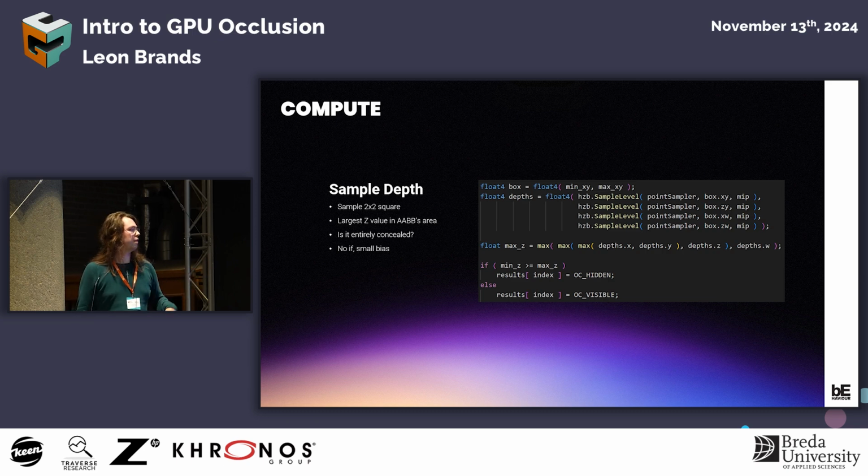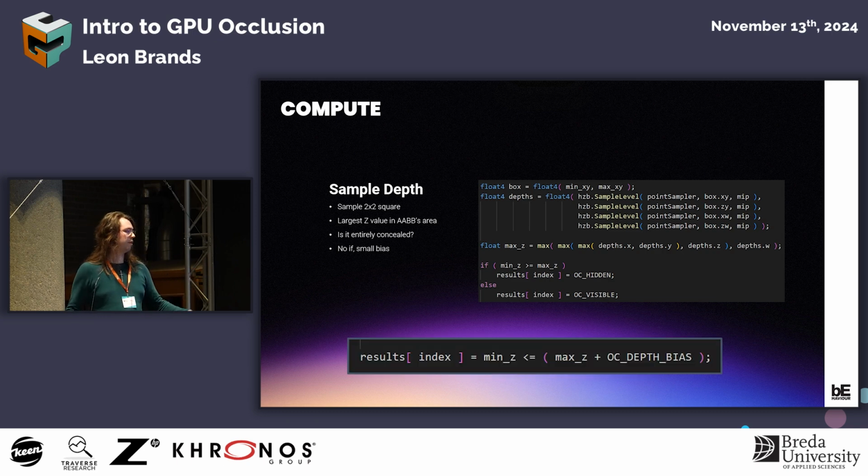Of course, we don't like if statements in shaders, so it's going to look a little bit more like this. We also do add a very small bias because we found that some very thin objects can sometimes just barely not make the cut when they shouldn't.